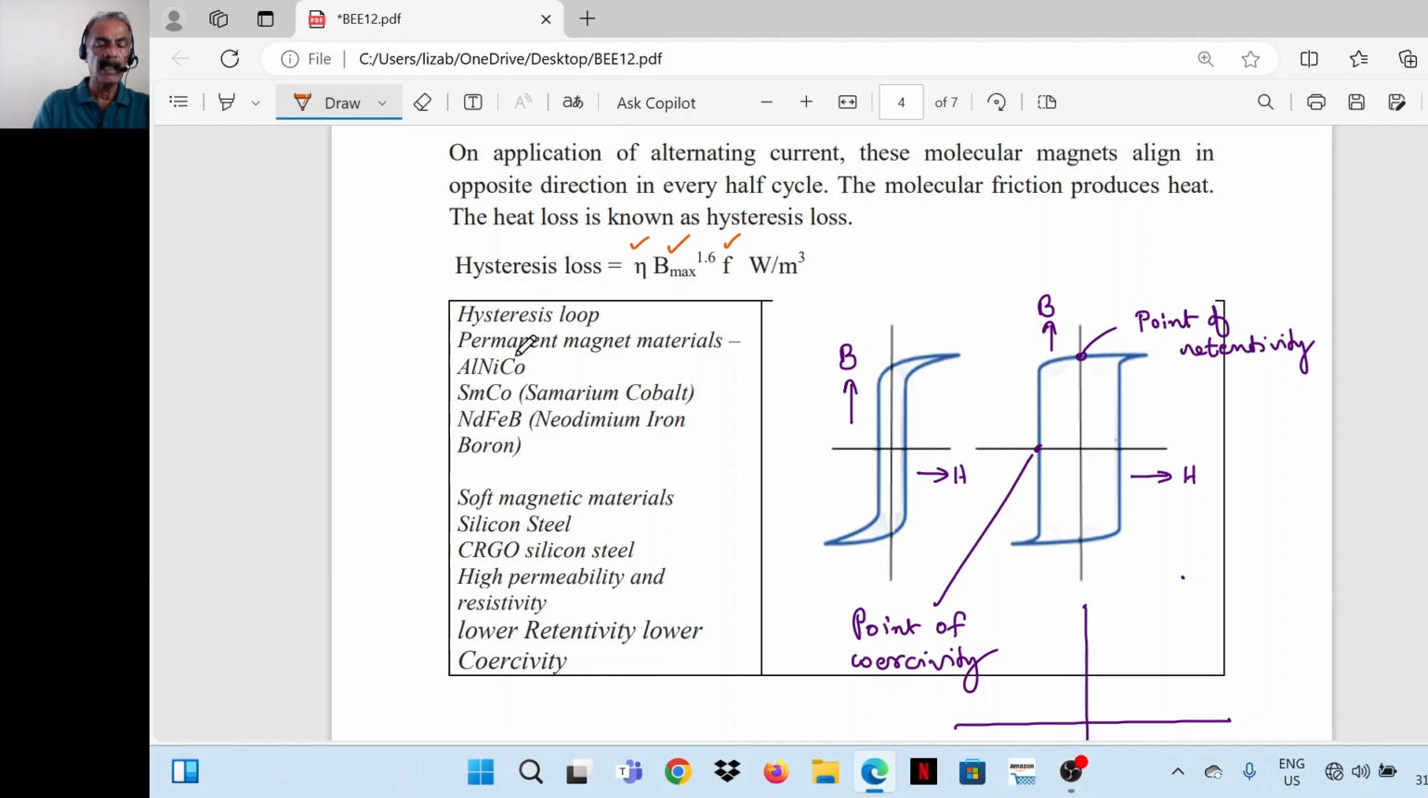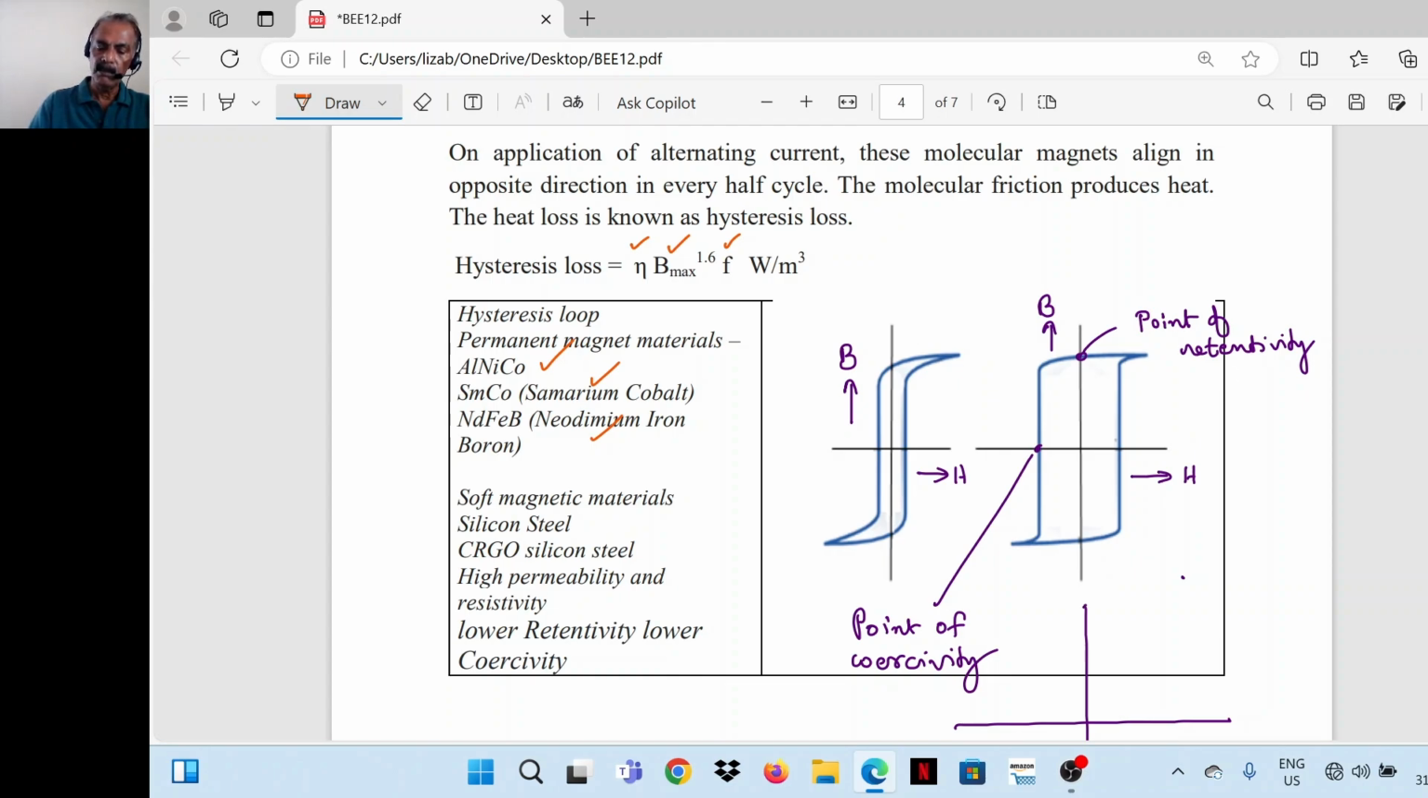The permanent magnetic materials are, for example, alnico. Alnico is aluminium, nickel, copper. Then another material is samarium cobalt. Another one is neodymium and boron. These materials are used for the construction of permanent magnets. So their hysteresis loop is almost like this.